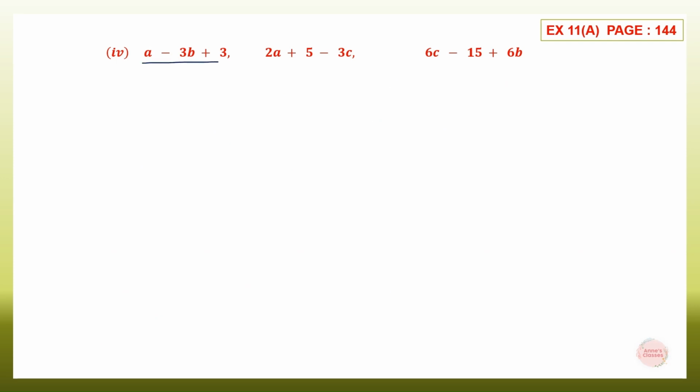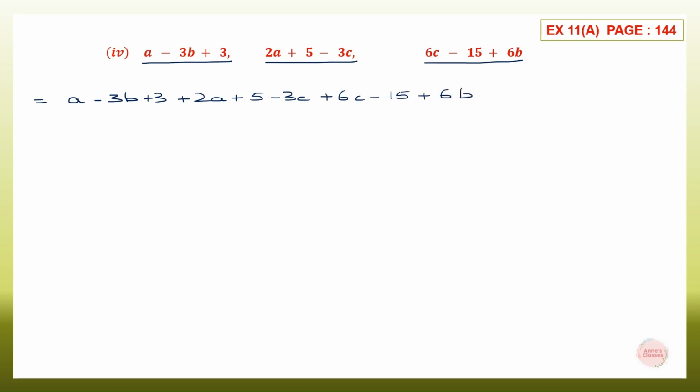So again, write down the first one. That is a minus 3b plus c. Take the second polynomial, plus 2a plus 5 minus 3c. Third polynomial, plus 6c minus 15 plus 6b. Okay, so let's begin by writing all the like terms. We have a, plus 2a, that's it. We don't have any more.